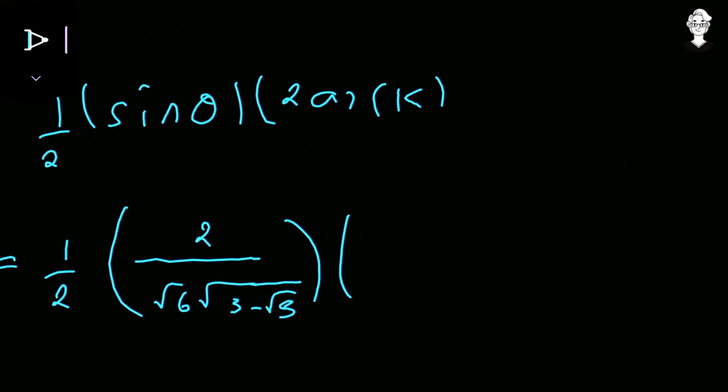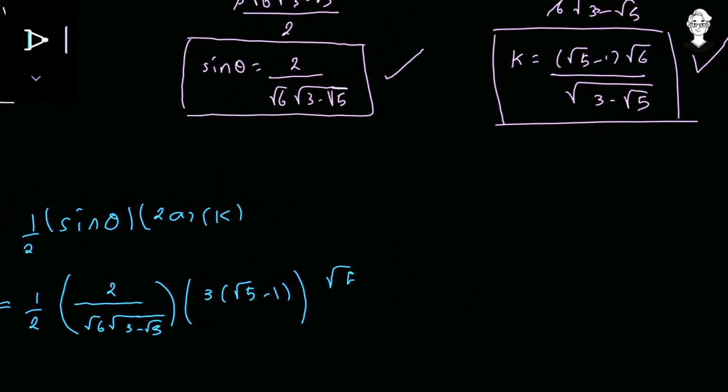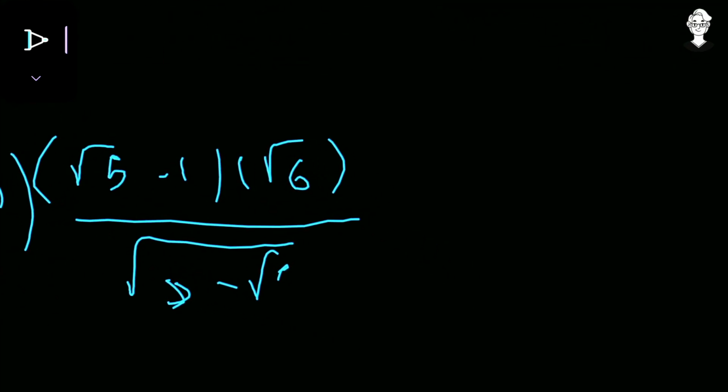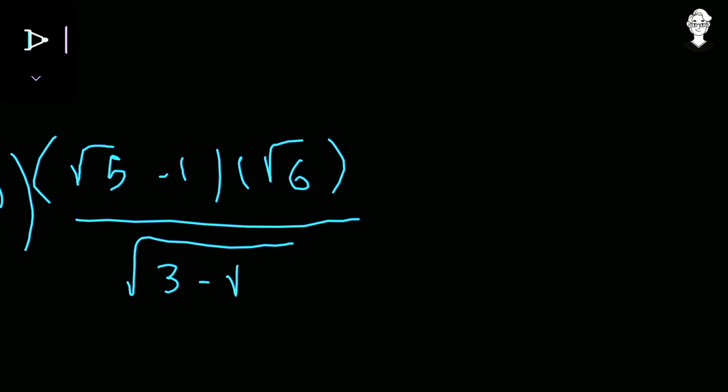So 2 and 2 got cancelled out. So we have the value of 2 times a, that is 3 times square root of 5 minus 1, and the value of k we have just found over here, that is square root of 5 minus 1 into square root of 6 upon square root of 3 minus square root of 5. So yes, let it be clear. As it goes small, the handwriting becomes a little bad. So 3 minus square root of 5.